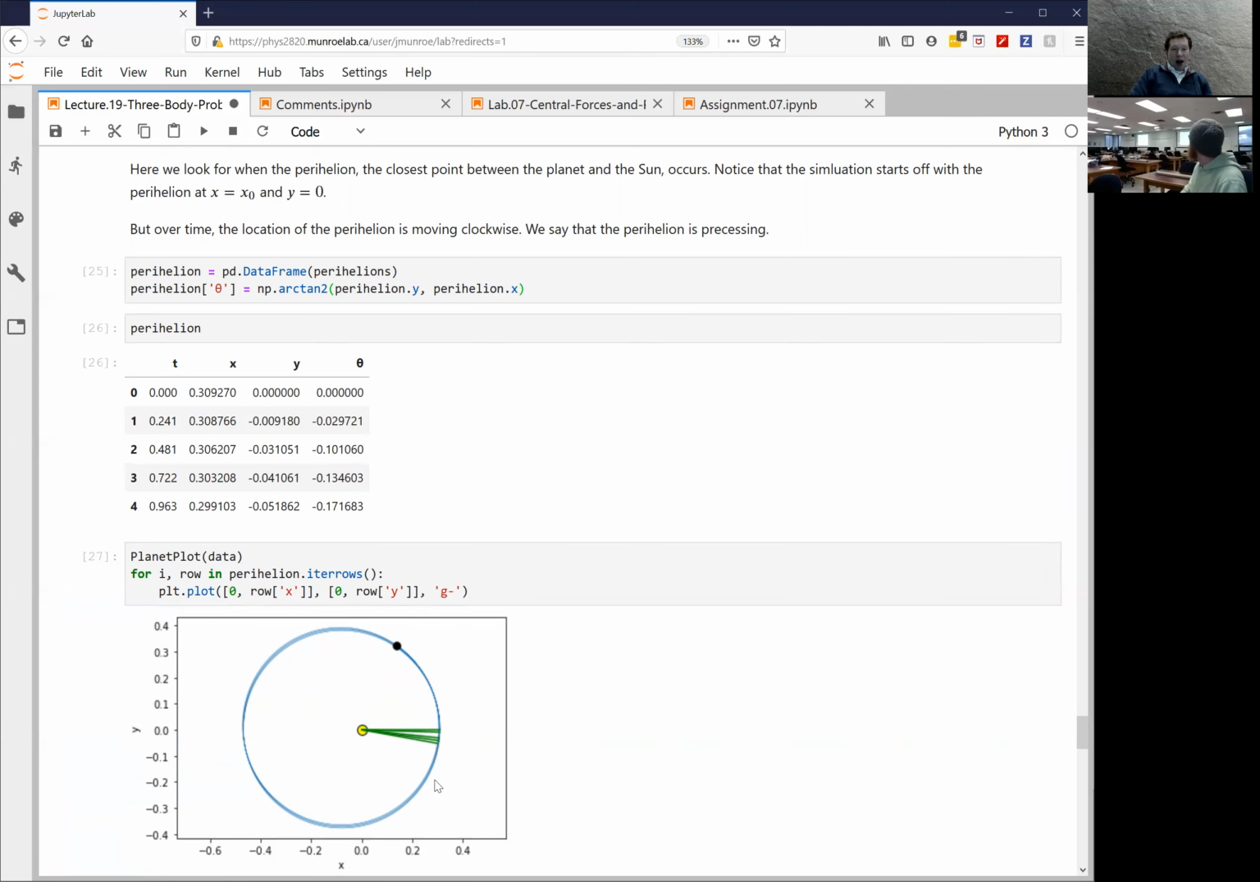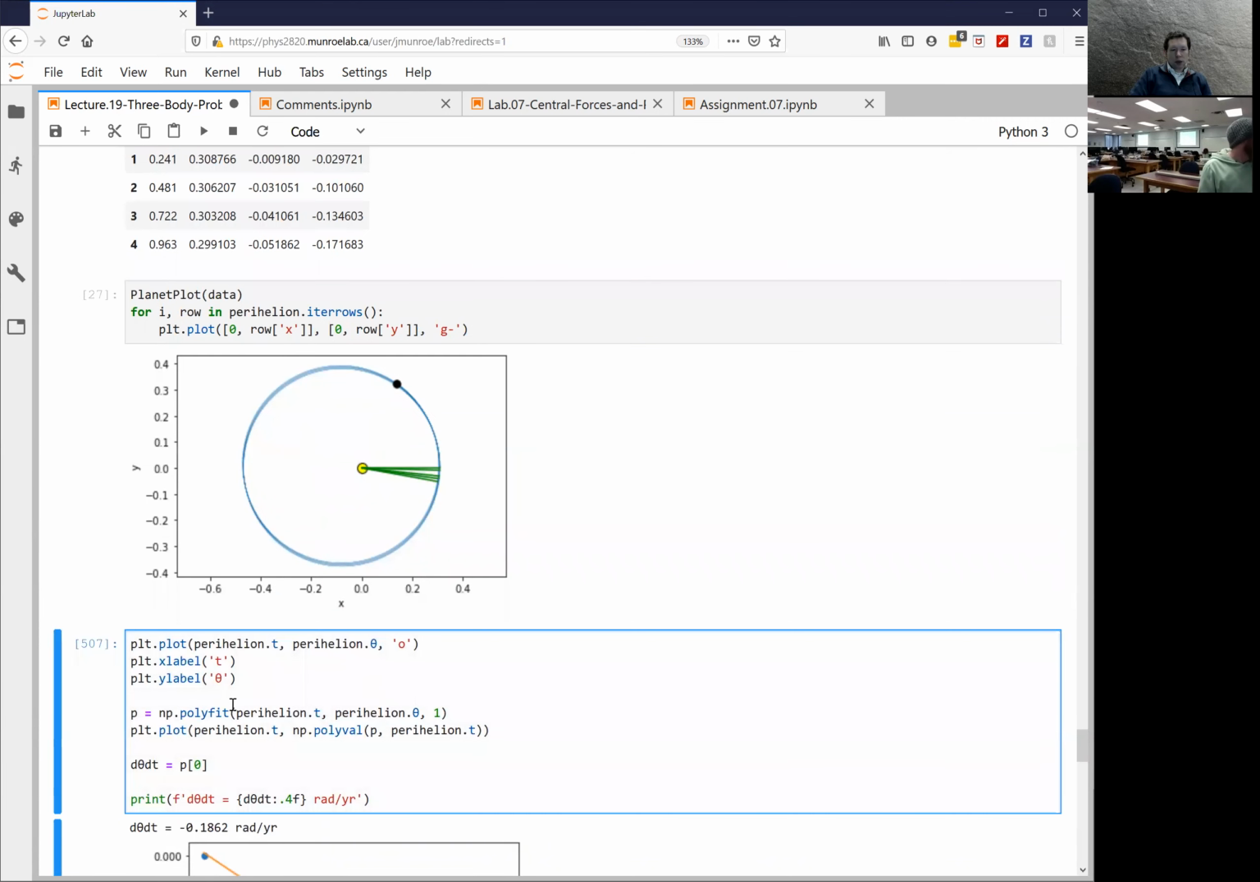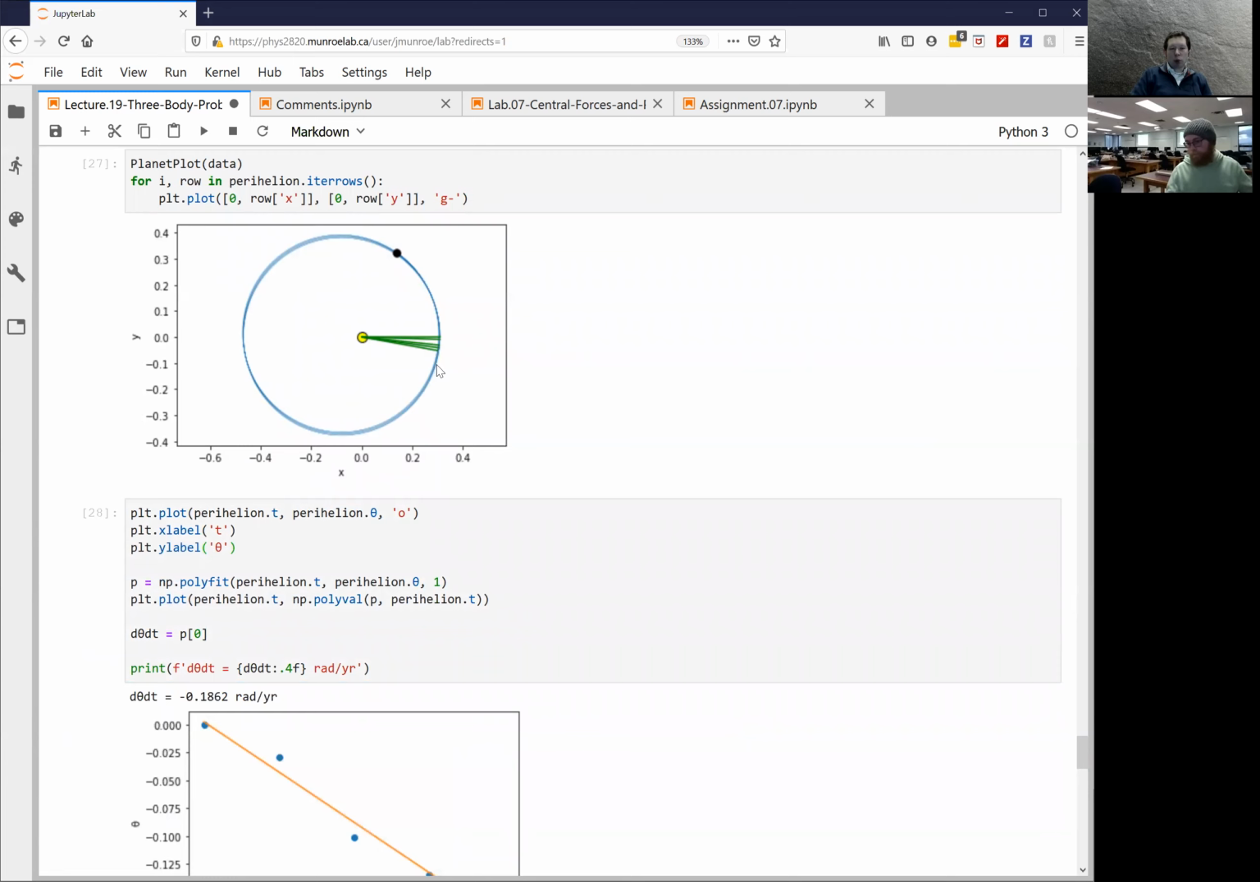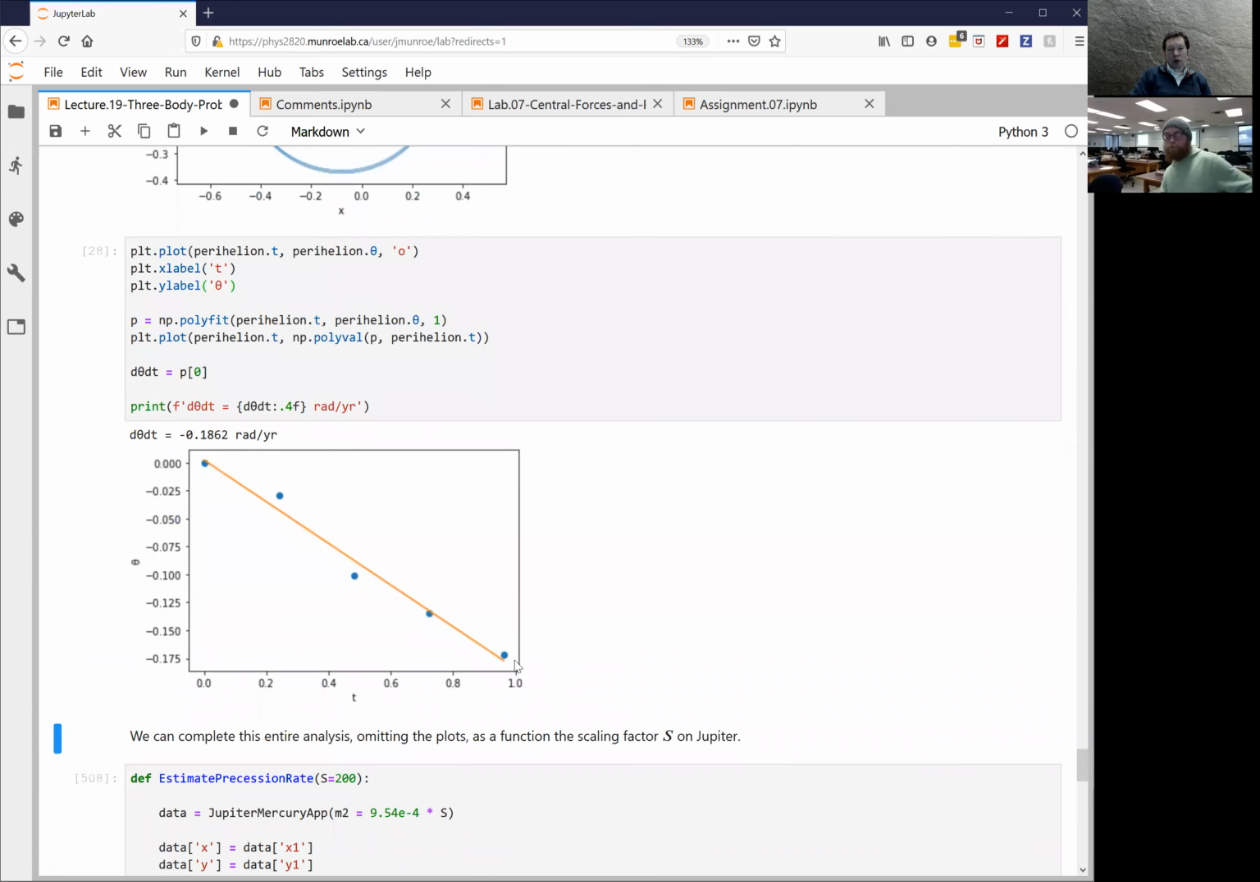If I was to plot this angle as a function of time, so I'm plotting the angle as a function of time, you can see that there's a general downward trend. As time goes forward, the location of the perihelion is decreasing. Now, there's some noise in this algorithm, there's some error, but there's a general linear trend.